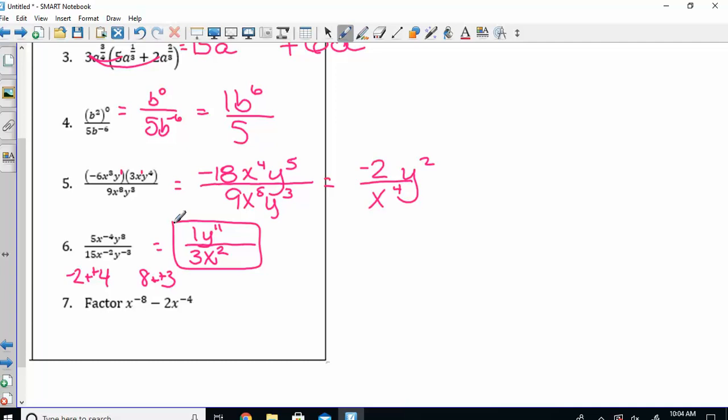Last one. If I want you to factor this, what did you tell me you pull out when you're factoring? This one. So what's smaller, negative 8 or negative 4? Negative 8. So I'll take out x to the negative 8. When I factor that out, it's like dividing it. If you divide something by itself, you get 1 minus, okay, if I divide this. So to divide, it's subtracting those exponents, negative 4 minus negative 8. It's positive.